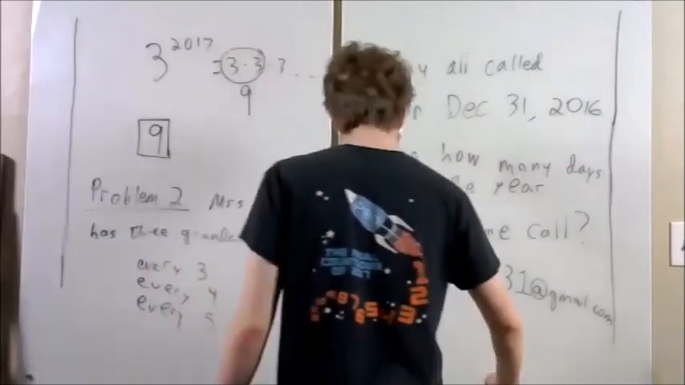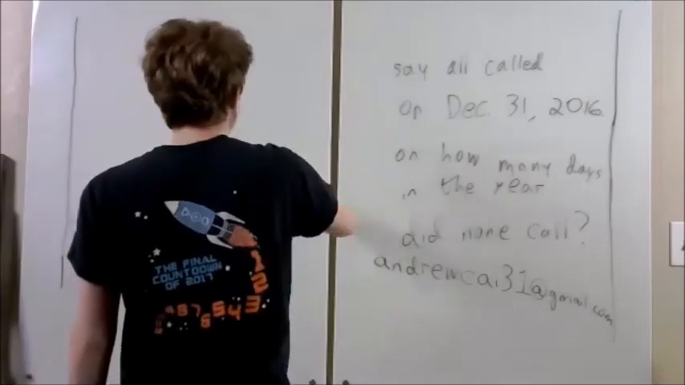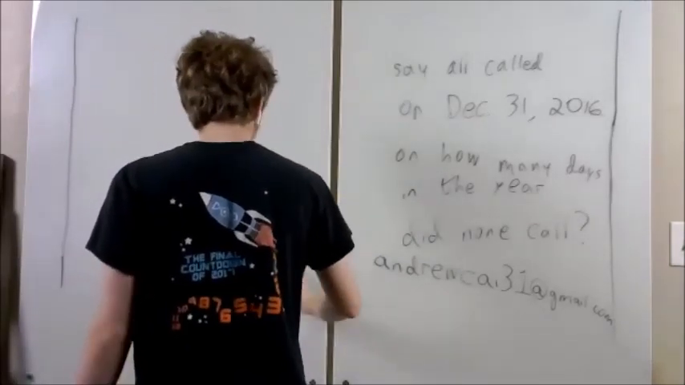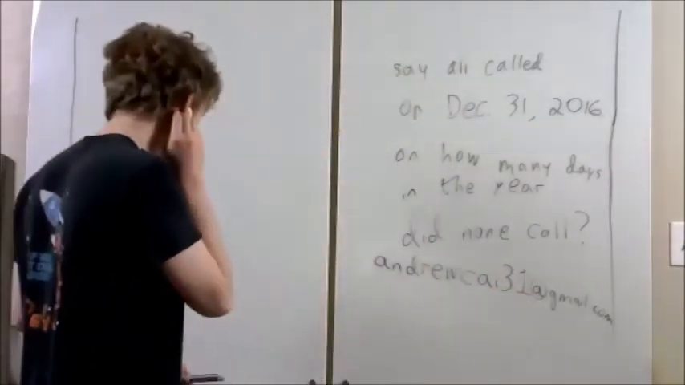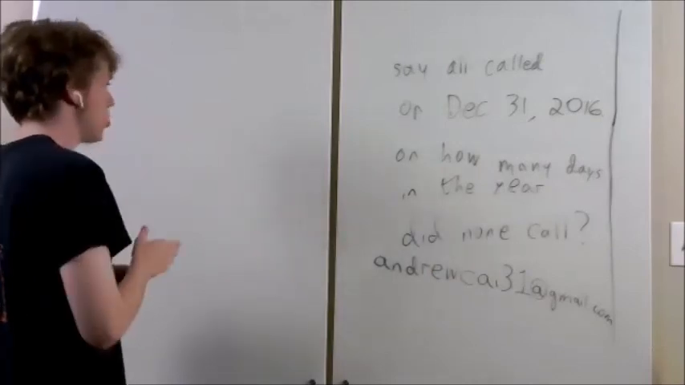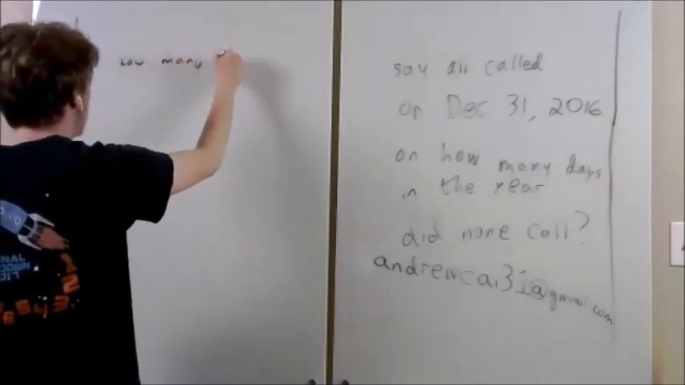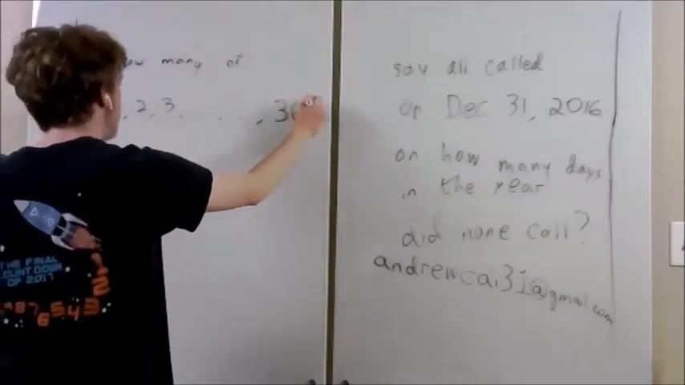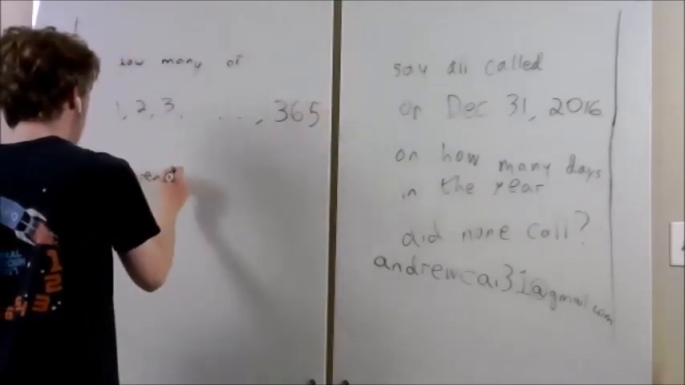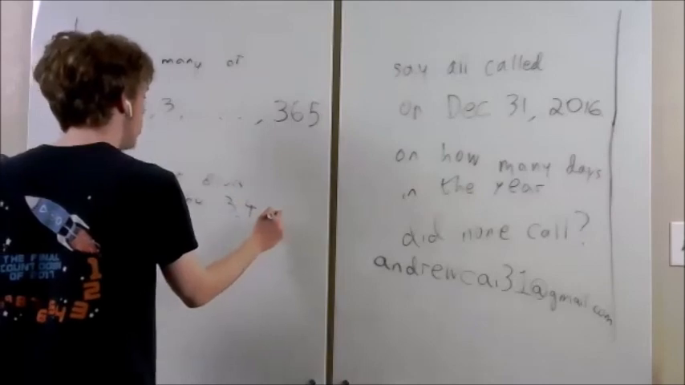All right, so let's solve this second problem. So, we're looking, so the stuff about the date, you don't care that much about the date. The point is just that it's 365 days because 2017 isn't a leap year. So if you want to write it in purely math notation, the question is how many of the numbers 1, 2, 3, all the way up to 365 aren't divisible by 3, 4, or 5.